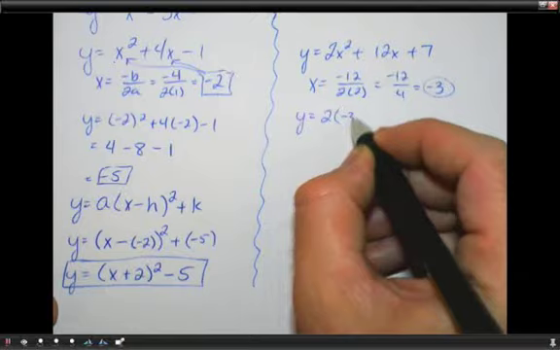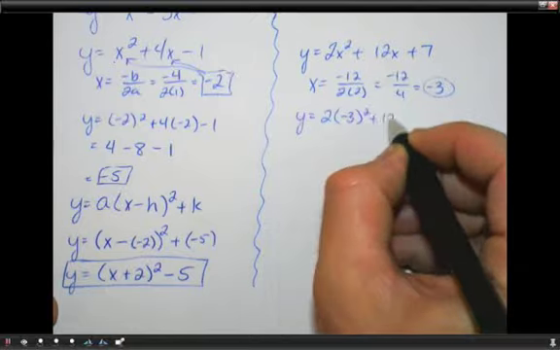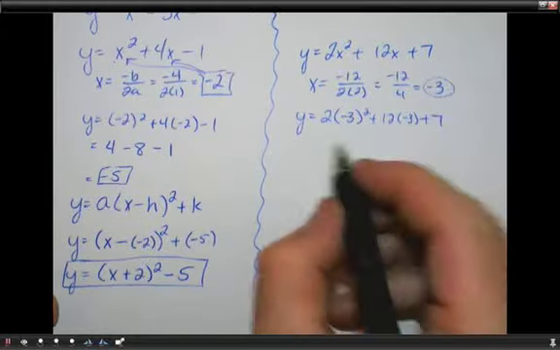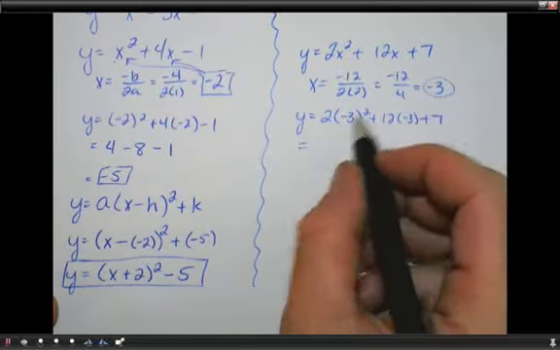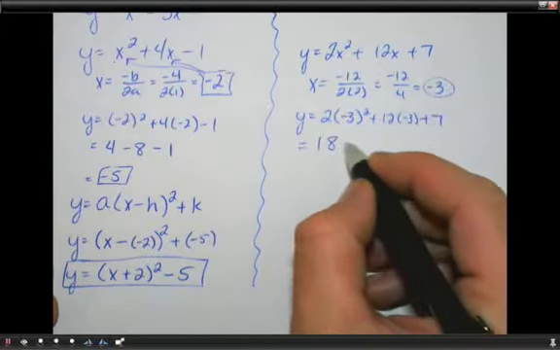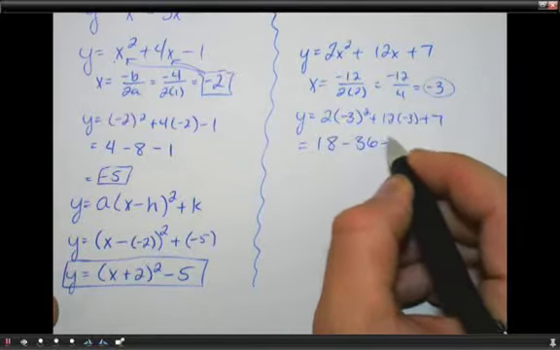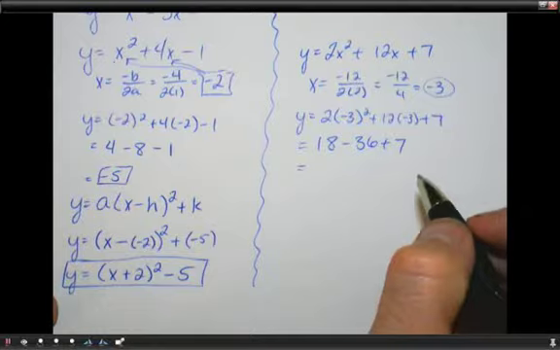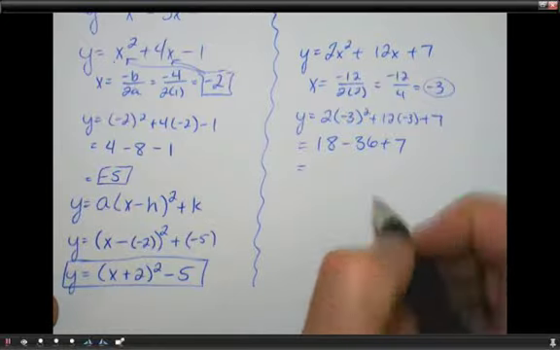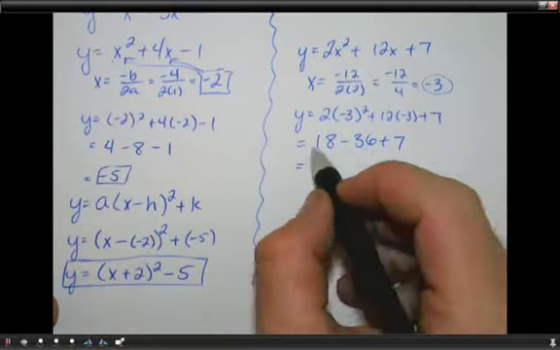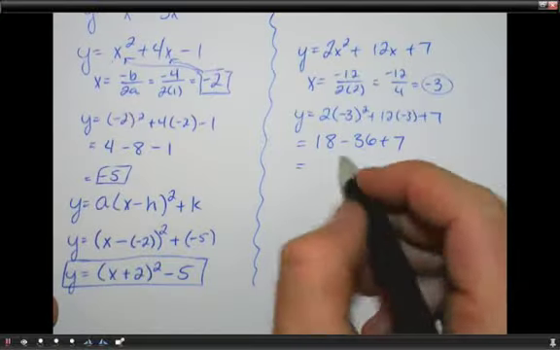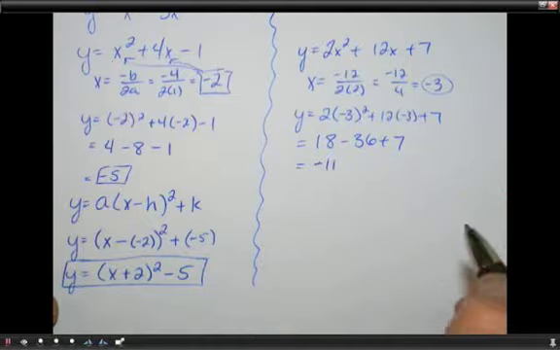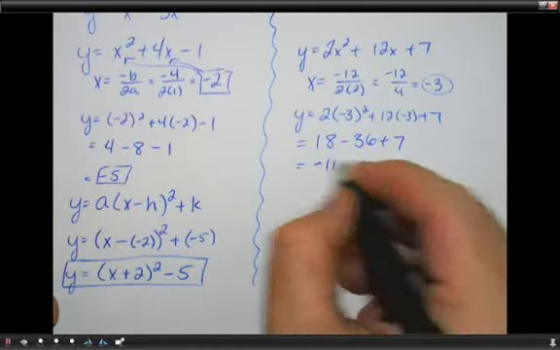2 times negative 3 squared plus 12 times negative 3 plus 7 is, let's see, this is 9 times 2 is 18, minus 36. Oh, bet you're all pulling out your calculators right now, huh? Not me. Negative 18, or 18 minus 36 is negative 18, plus 7 is negative 11. Well, that's my y coordinate.